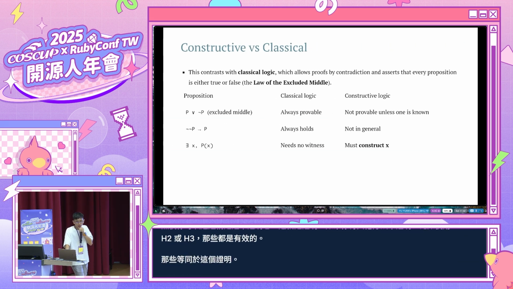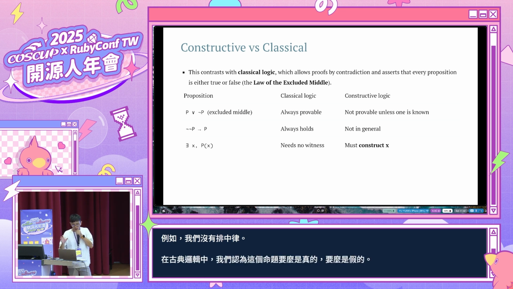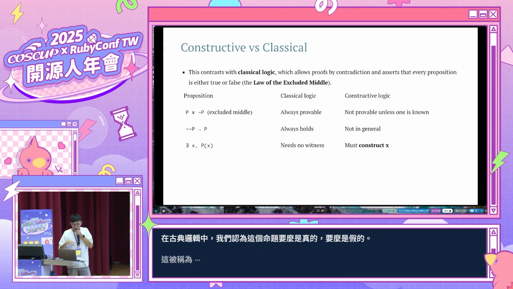Okay, and there's one major difference between constructive logic and classical logic. We don't have the law of the excluded middle. For example, classically we have that either this proposition is true or it is not true, which is called the axiom of the law of excluded middle. But it's not always true in Lean. Also, we don't have that not-not-P means P is correct.